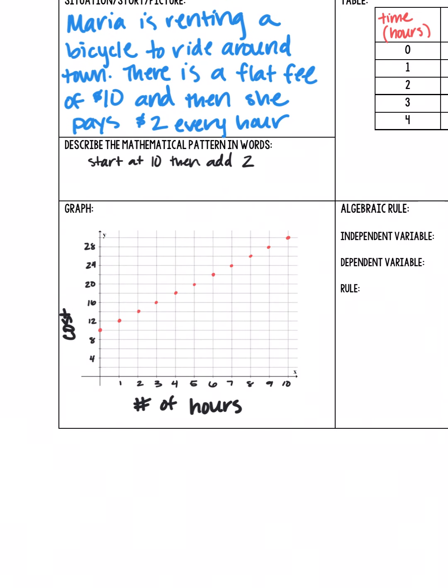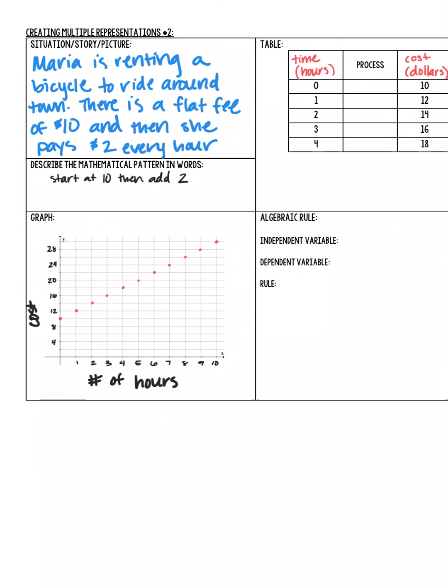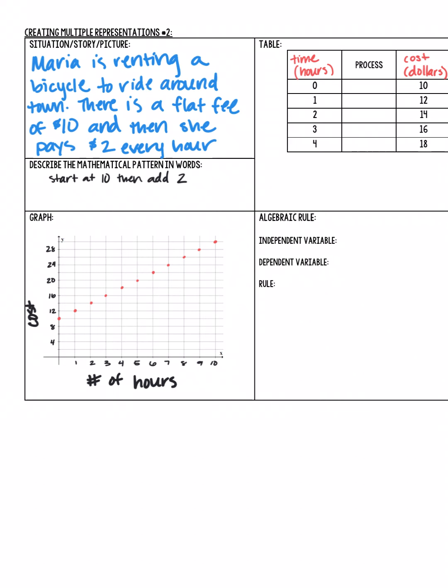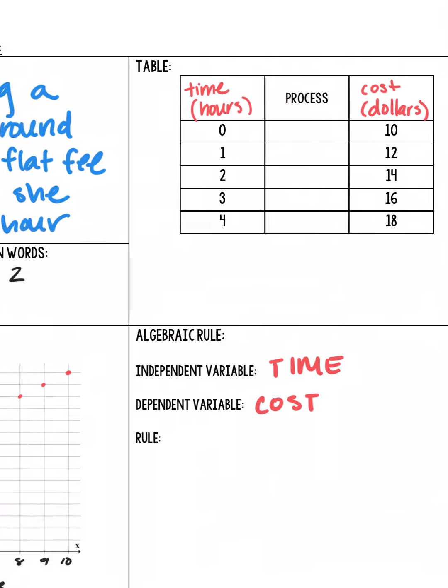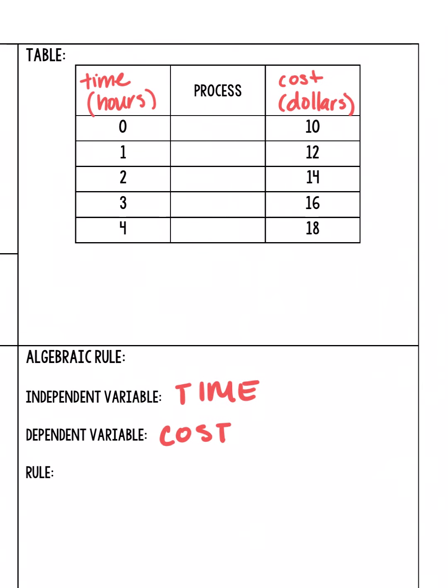So we're going to take this graph and this table and create an algebraic rule. Our independent variable, which are the inputs, that's the time. It's important that we know this. The output would be the cost. And I need to create a rule. This is where that process column comes into play. It becomes very useful, and where our pattern really comes into play. So for 0 hours, I am spending $10. For 1 hour, I'm spending $12. For 2 hours, I'm spending $14.